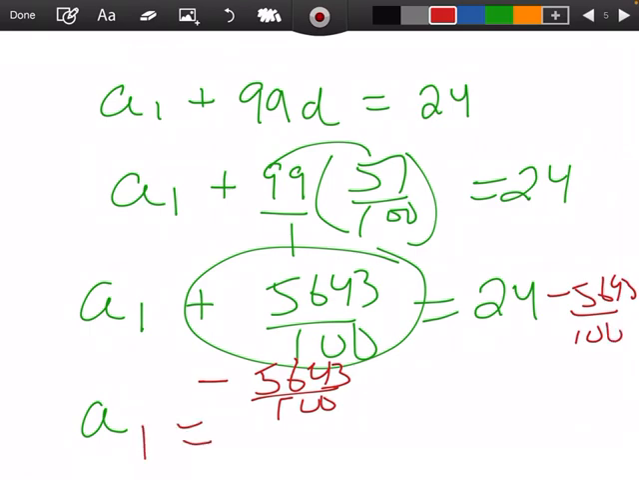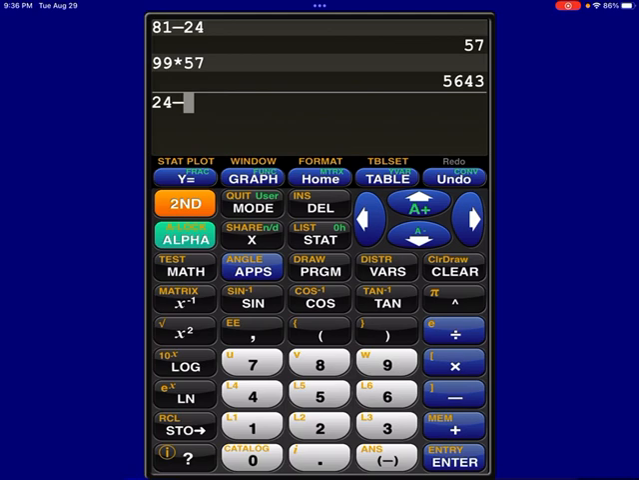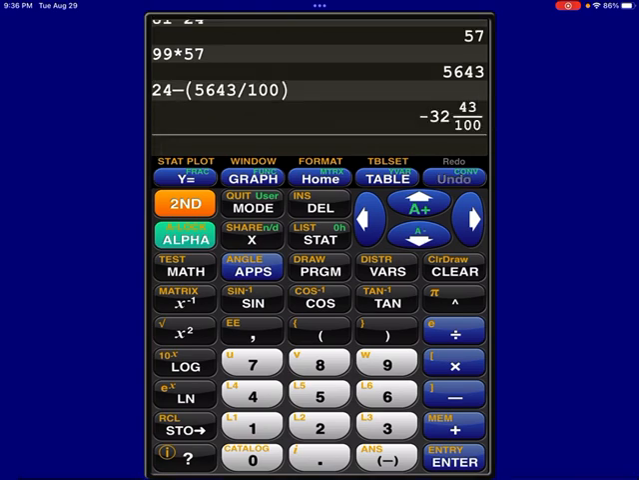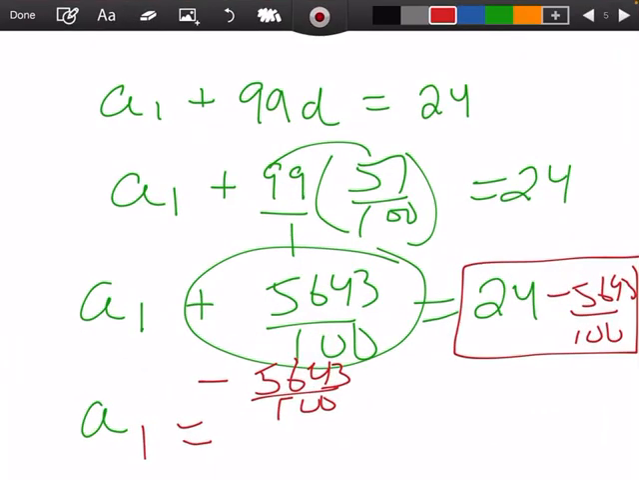So A1 equals. We can do this step on our calculator. I'm going to write it like this: what's 24 minus, in parentheses, 5643 over 100? Okay, and there's my answer. I'm coming up with a negative 32 and 43 over 100. So my A1 should be negative 32 and 43 over 100.